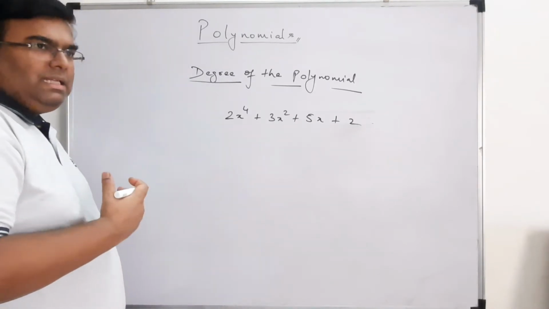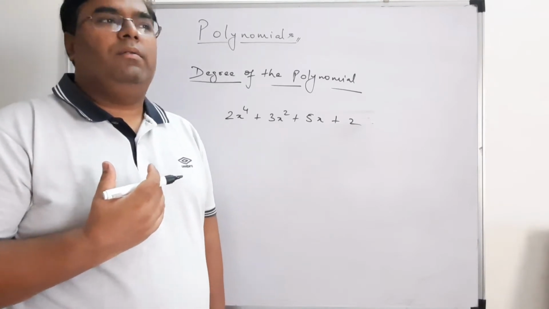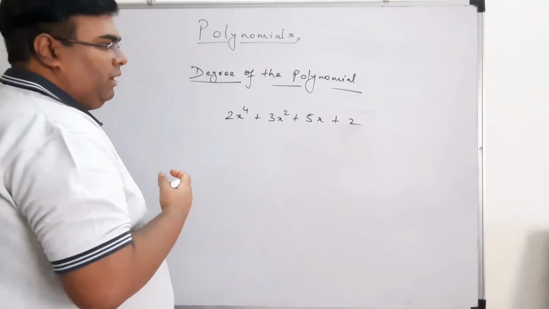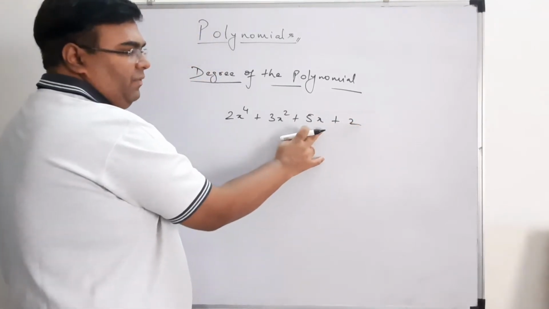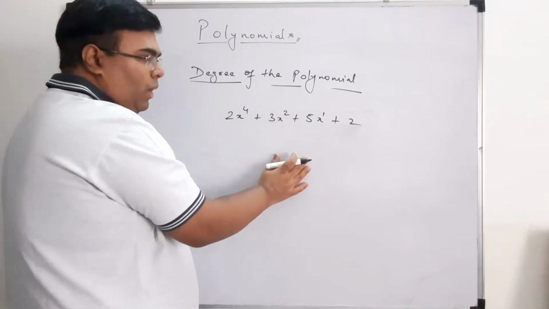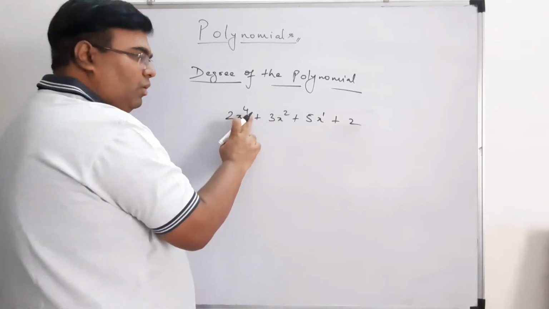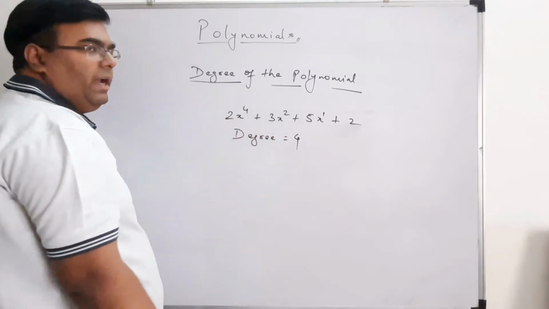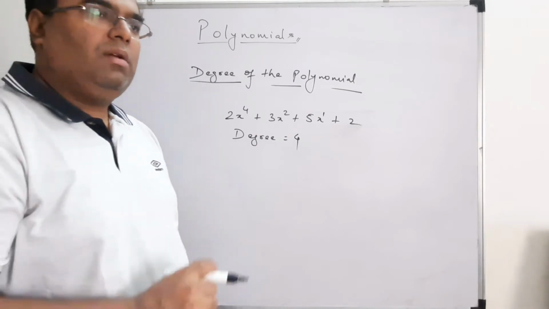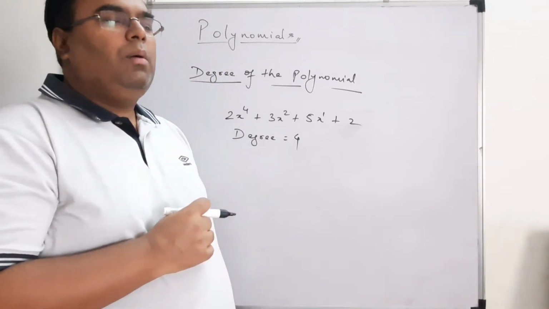Now the degree is defined as highest power of a variable. So here, if you can see, there is a variable with power 1, variable with power 2, variable with power 4. So my degree is highest power, right? Whatever the highest power is, it is called as degree of the polynomial.